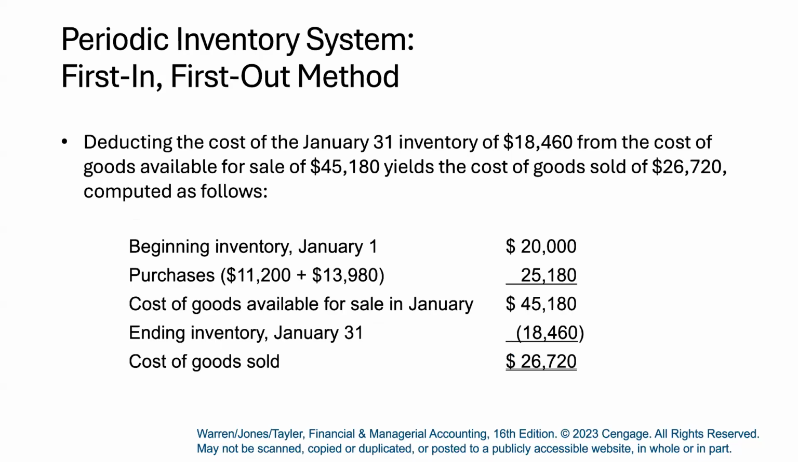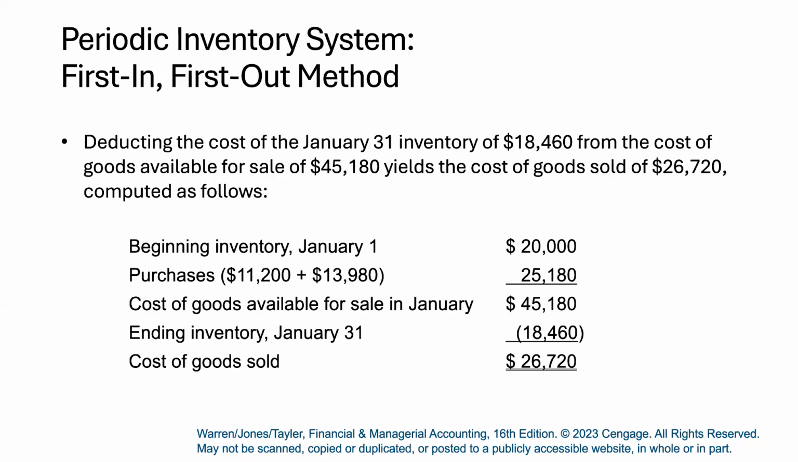So beginning inventory 20,000. We had purchases of 11,200 and 13,980, which gave us cost of goods available. Our ending inventory was worth 18,460. So the cost of goods available minus the cost of the ending inventory gives us our cost of goods sold. Okay. It's a little bit more mathematical and a little bit less like counting each time we do it. All right. We'll do some examples and you'll see it's not bad.